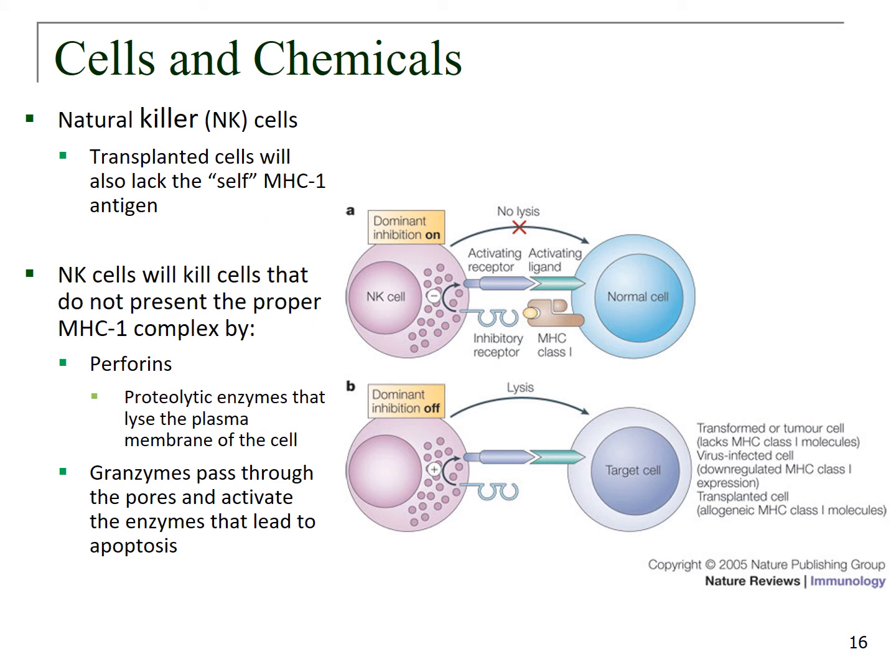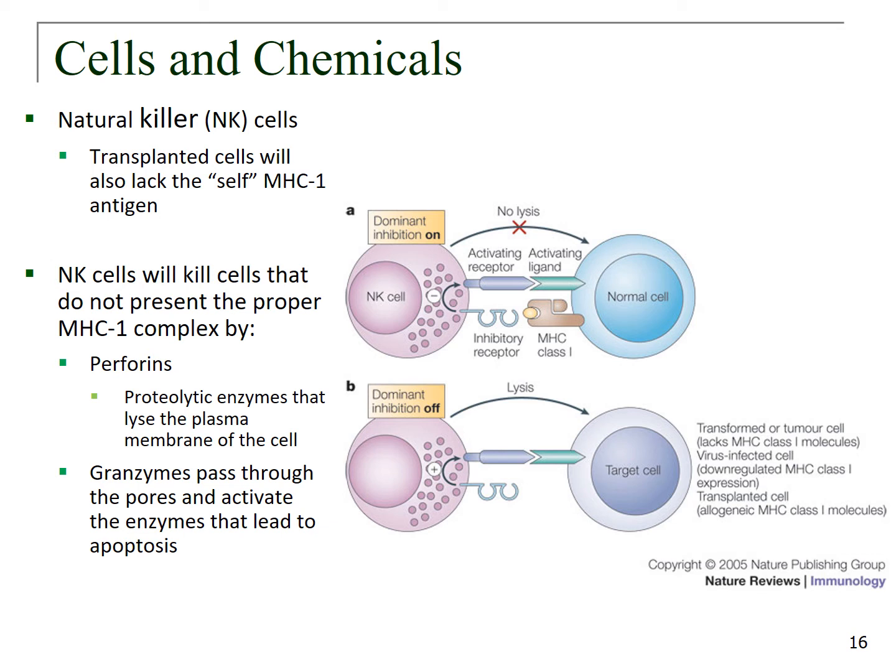Okay, so natural killer cells will, as I mentioned, also kill transplanted cells because they don't have the self-MHC1 antigen. They have an MHC1 antigen that originally came from a different person. So, of course, they're going to treat it as foreign. Now, once a natural killer cell encounters a cell that it's going to kill, the way that it does it is by producing enzymes called perforins. What these perforins will do is punch holes in the plasma membrane of the cell. To perforate something means to punch holes in it, and that's what these perforins actually do.